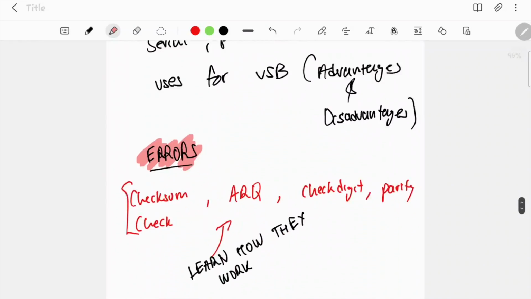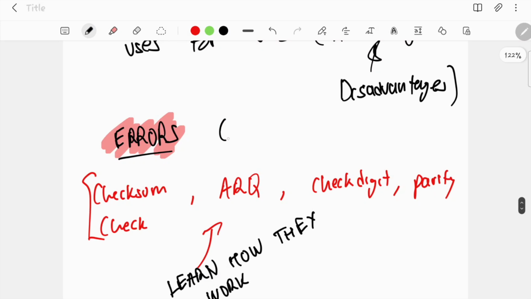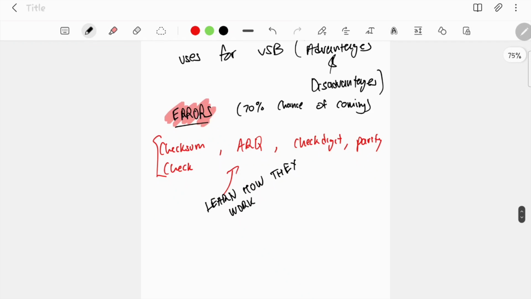Okay, so I'm going to say it's a 70% chance of coming. I'm going to write chance here, 70% chance coming. Okay, so it can come, may not come, go over them, go over all that type of stuff, right?